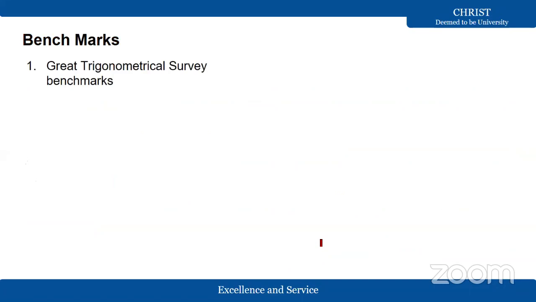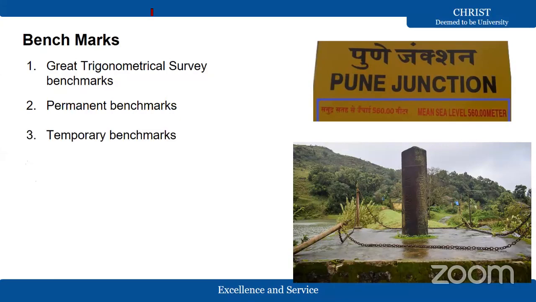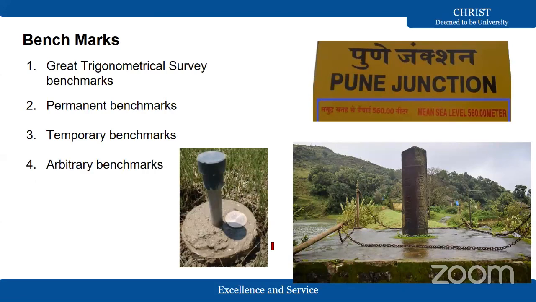Now these benchmarks are much more important in leveling. These benchmarks were established by the then British government in the 1800s, through the Great Trigonometric Survey, so we say GTS benchmarks. Then we have permanent benchmarks, then temporary benchmarks, then arbitrary benchmarks. The GTS benchmarks are established by government agencies only, as well as permanent benchmarks.